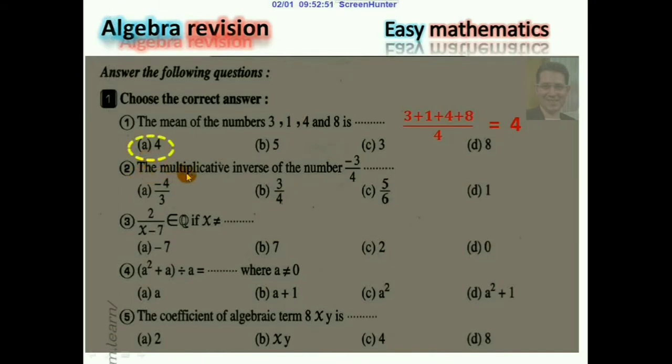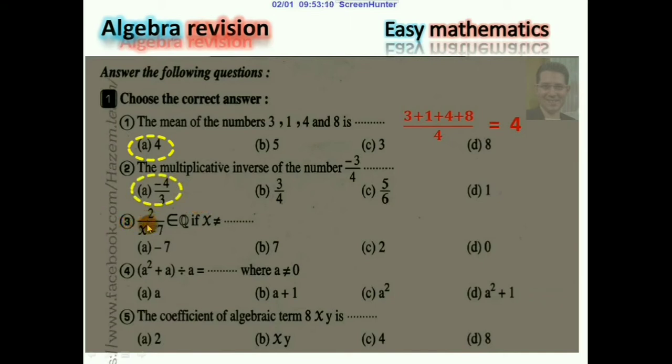Number 2, the multiplicative inverse of the number negative 3 over 4. What is the meaning of multiplicative inverse? It means we find the reciprocal, or flip this fraction. So the right answer here will be letter A, negative 4 over 3.